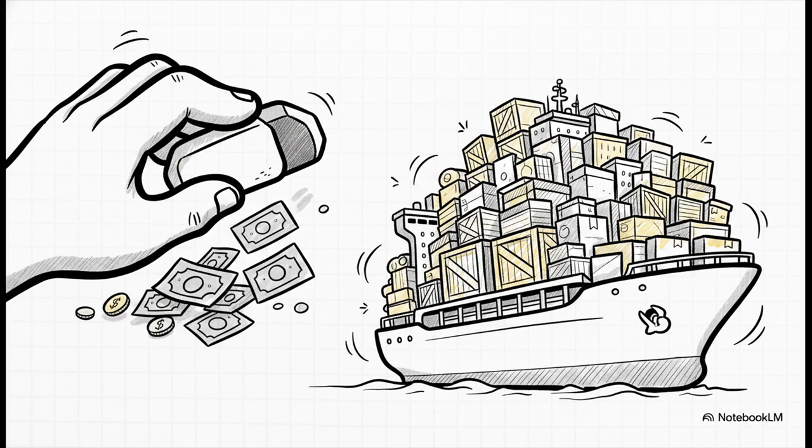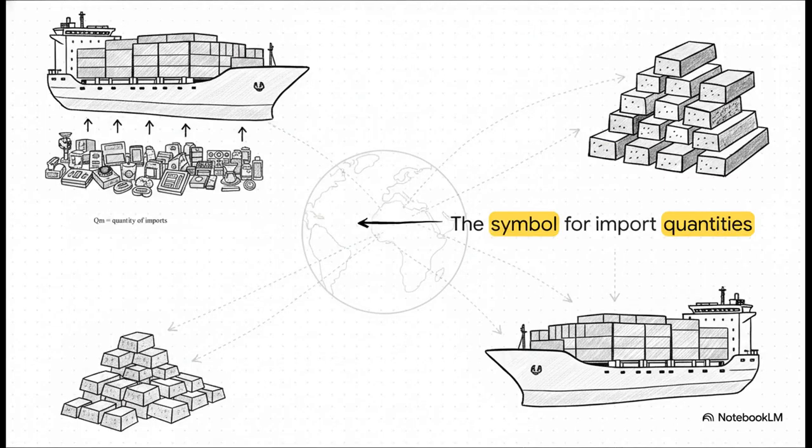Gross barter simply calculates the ratio of the physical quantity of imports to the physical quantity of exports. So the crucial point here is that by using QM, which represents the quantity of imports, we're asking if the sheer physical bulk of what we get is actually worth the physical bulk of what we give. The formula becomes TG equals QM divided by QX, with QX being the quantity of exports.